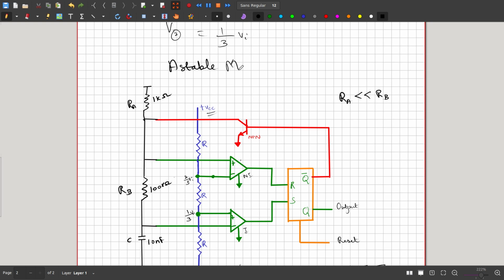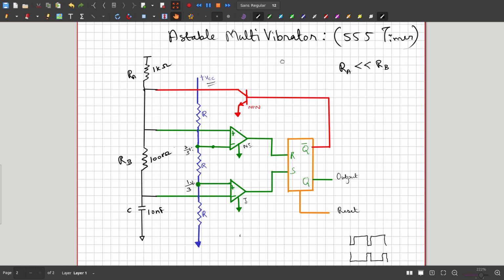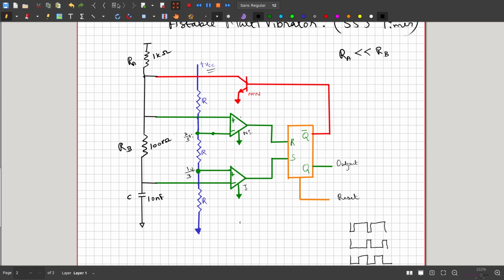So we constructed an astable multivibrator using the 555 IC, using the 555 timer. So this part is the 555 timer. This is the 555 timer part.